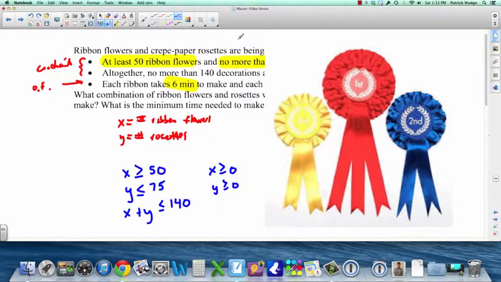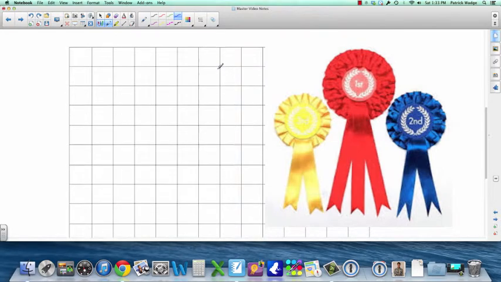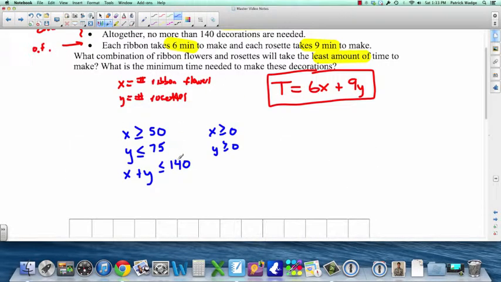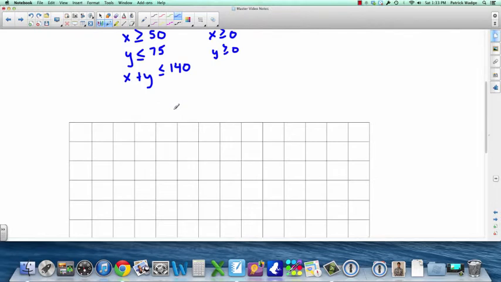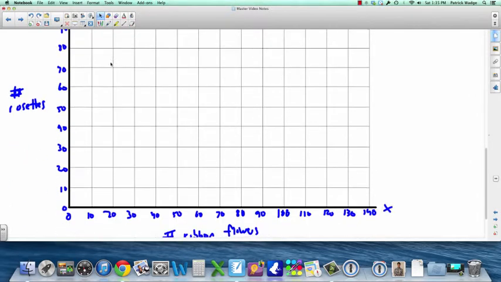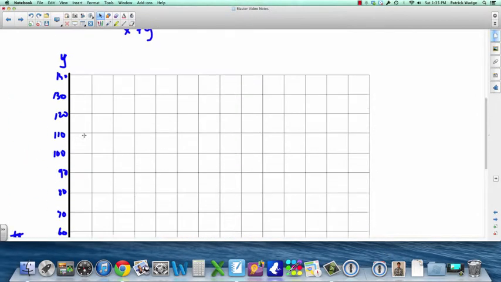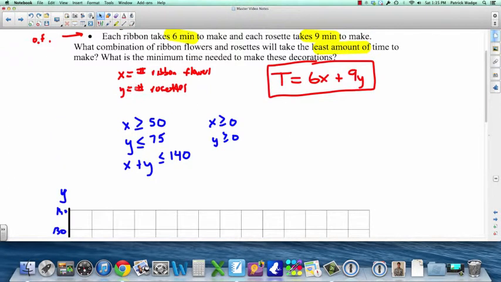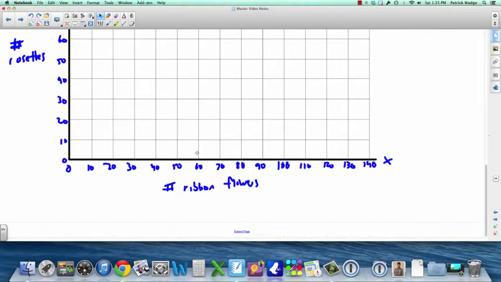Okay, so we're going to set up our graph here. Put some axes and some numbers. I'm going to stop the video and do that now. My numbers, as you can see, are 50, 75, 140, so I need to go up as high as about 140. Okay, I've done that. You can see I went up by 10s, which fit perfectly to 140 on both axes. This is the y-axis, so it's the number of rosettes, which I wrote here, and the x-axis should be the number of ribbon flowers, which I wrote there.